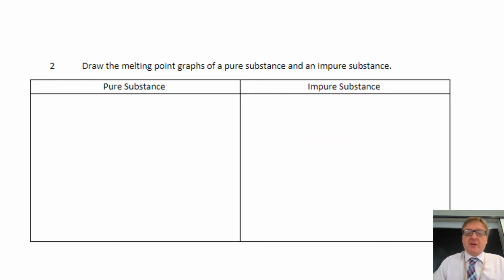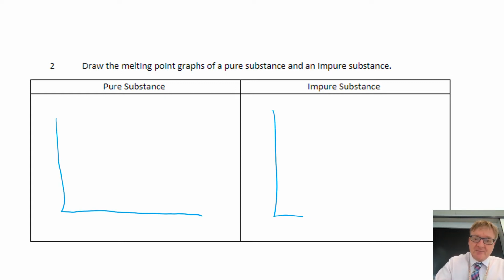Draw the melting point graphs of a pure substance and an impure substance. Now these are significantly different, right? So the axes are the same. A pure substance goes up, and this is temperature on this side, okay? Then it goes flat, then it goes up. That is the melting point of a pure substance.